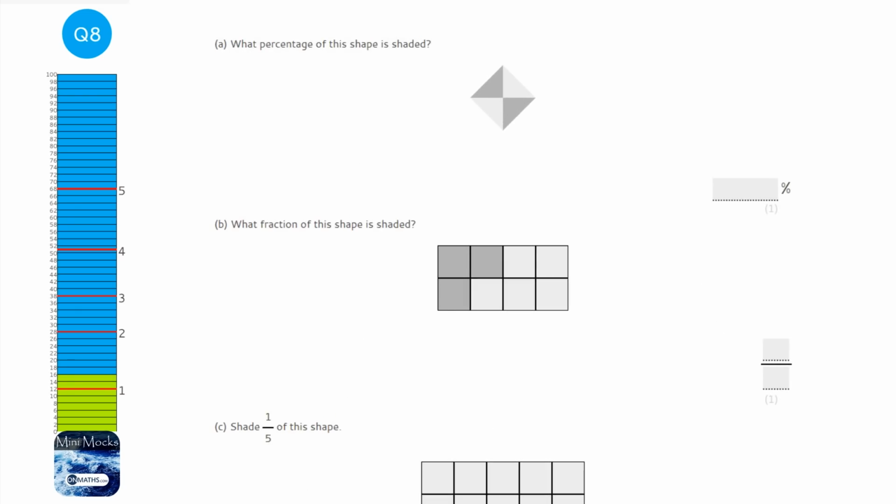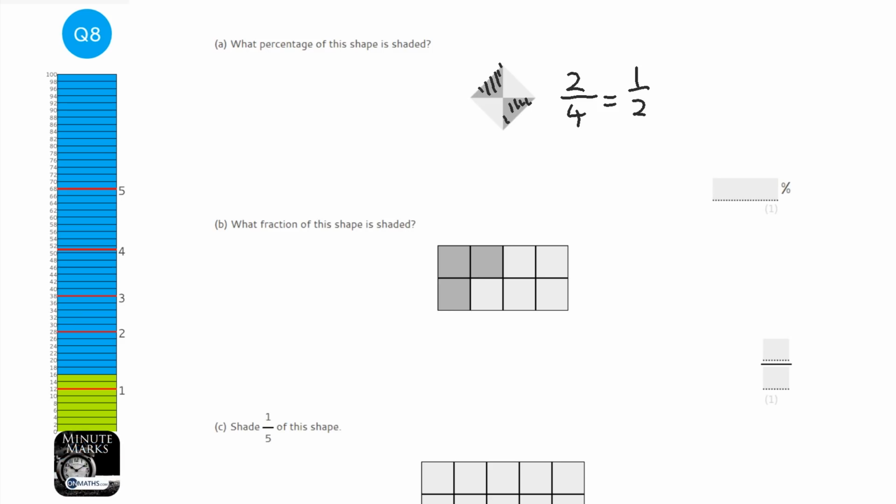So for this question we're asked to find the percentage of the shape that's shaded. So there are 4 sections in total and 2 of them are shaded. So as a fraction that would be 2/4. Well, we can halve top and bottom, so it's a half. And you can see there that half of that's shaded.